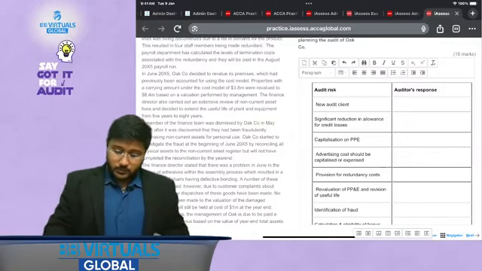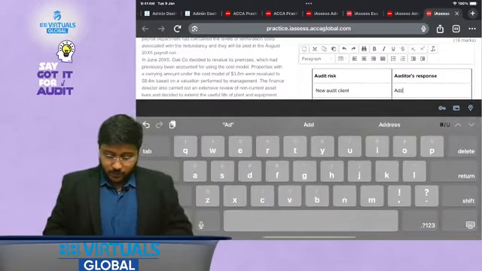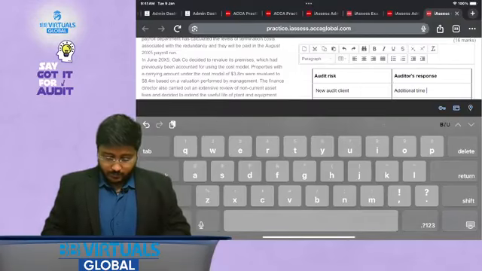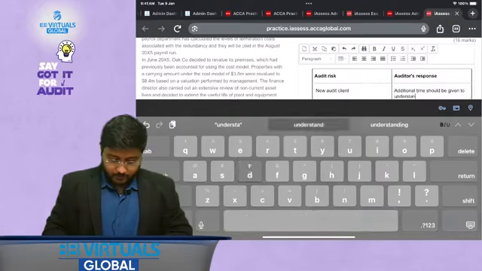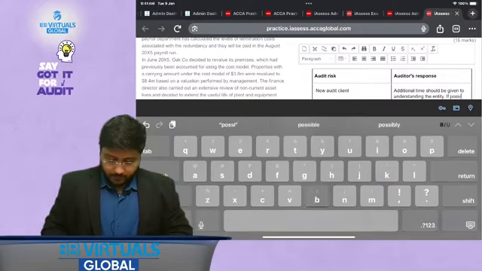Now the auditor's responses. So additional time should be given to understanding the entity, if possible. Experienced staff should be deployed.